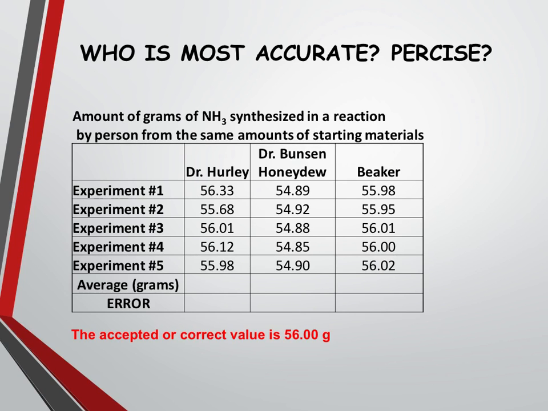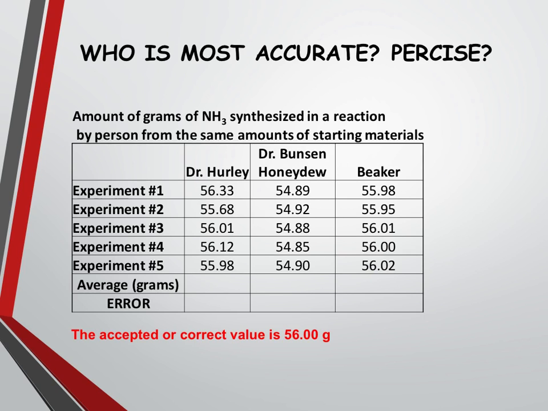And so we've recorded the data here for each scientist. Dr. Hurley has all this data from his 5 experiments. Dr. Bunsen Honeydew has this data, and Beaker has this data. Now your goal is to stop the video, calculate the average in grams, and then come up with a percent error, and then tell me who is the most accurate and most precise.